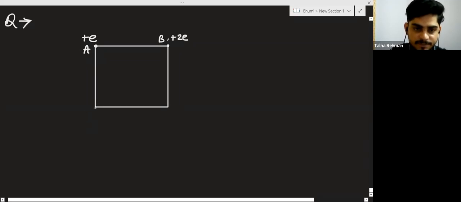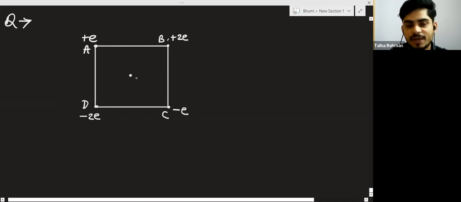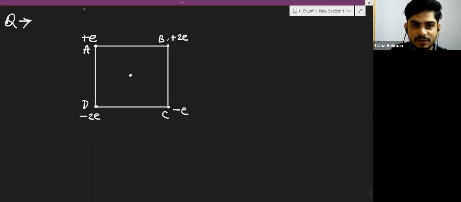And here a charge of minus 2E is placed, and this is position D. And here a charge of minus E is placed, and this is position C. So A, B, C, D. And at the center of the square, we have to find the net electric field.